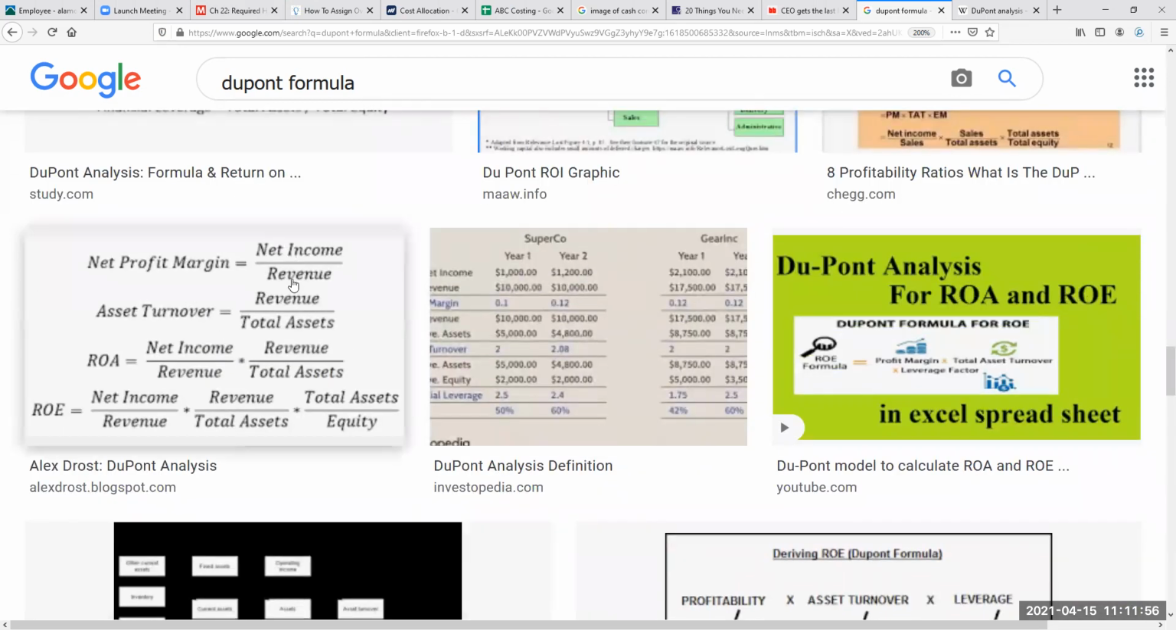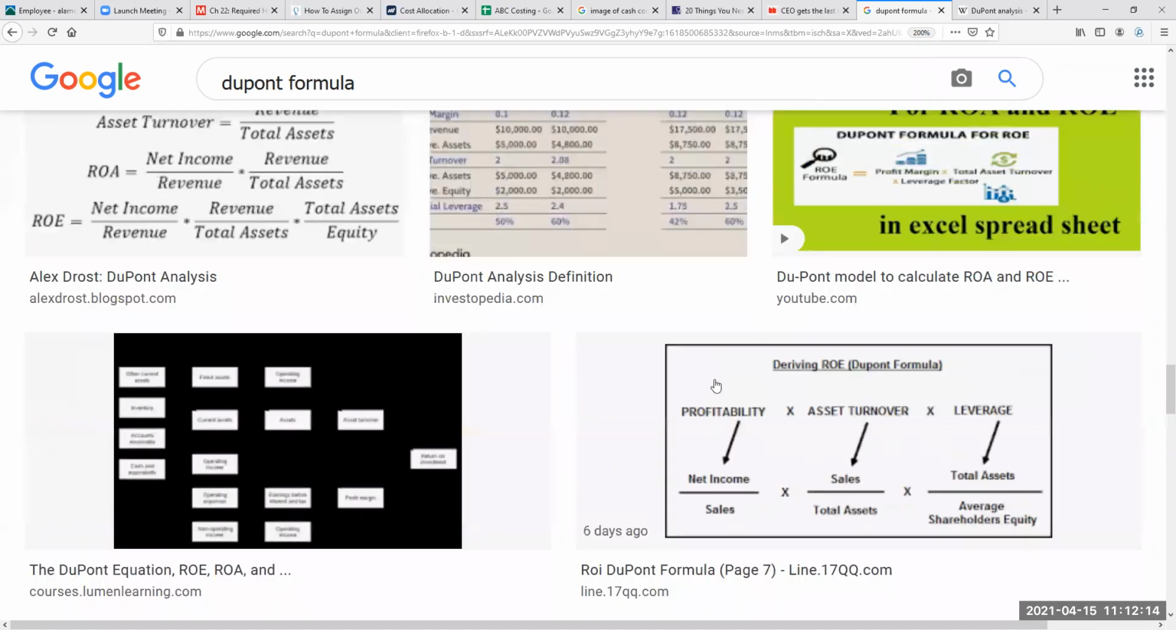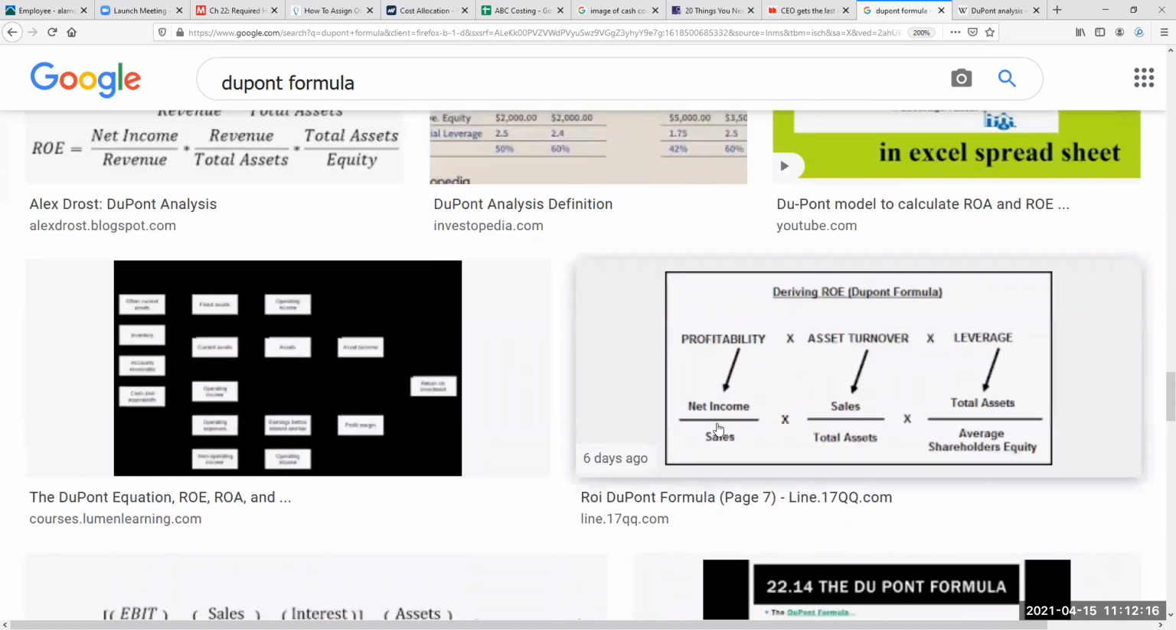Profit margin is income divided by revenue. Asset turnover is your revenue divided by how many assets you have. Return on assets, or this DuPont formula, is income divided by revenue and revenue divided by assets. But this one tells you your profit margin. This one tells you your asset turnover. Now, look where it comes from. This tells you your profitability. This one tells you your asset turnover. And this tells you your leverage, assets divided by your average stockholders' equity.